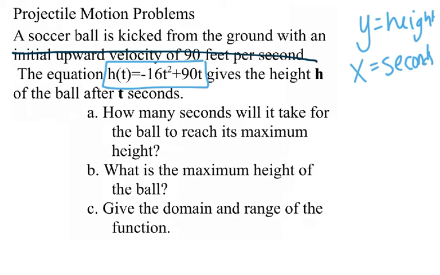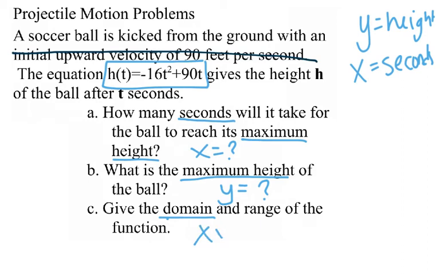Okay, so the things we're looking for: how many seconds will it take for the ball to reach its maximum height? So you're looking for what the x equals on the vertex. What is the maximum height? So that's your y-coordinate on the vertex. And then we want to give the domain, the x values that make sense to have, and range, the y values. So you've got to interpret what it's asking for.